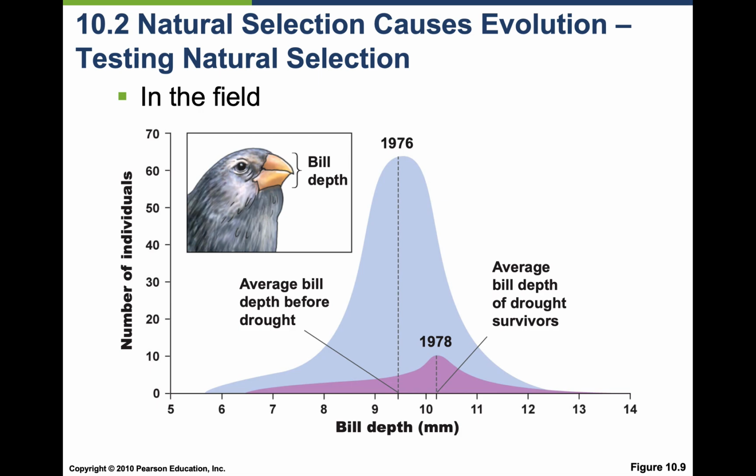So if we're in the field, looking at natural populations, here is a figure of some finches from the Galapagos Islands. And we're talking about bill depth here. This is the number of individuals on the y-axis, bill depth on the x-axis, and then these are the years. I want you to just look at this for a second and see if you can figure out what's going on in this graph. It's going to be really important for you to understand this eventually, right? So take a look at this, hit the pause button, see if you can decipher what's going on in this graph.